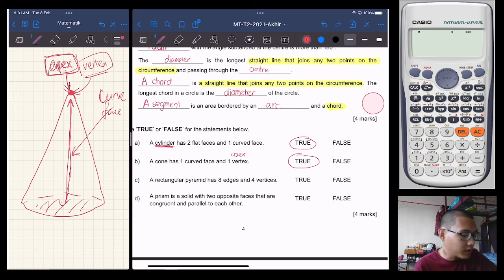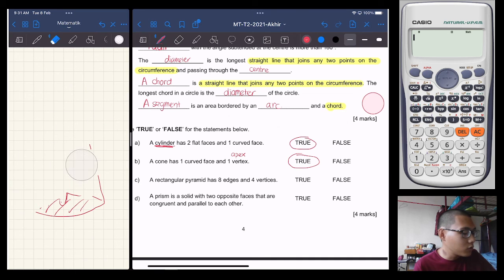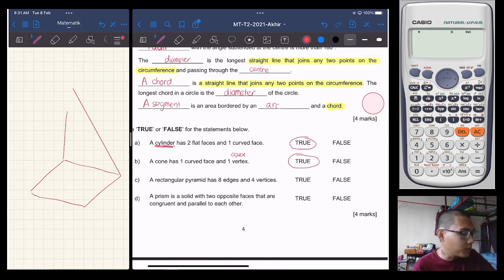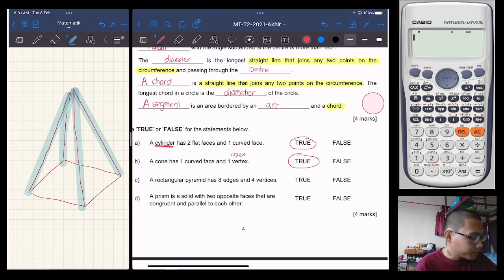So the next one, a rectangular pyramid has 8 edges and 4 vertices. Okay, so let's draw this one. The rectangular pyramid, they ask for rectangular, so the base must be rectangular. We have a pyramid, so it's this one and this one. Not so strict, I draw here. So a rectangular pyramid has 8 edges. How many edges do we have? 1, 2, 3, 4, and the rectangular base has 4. Total we have 8. Done.